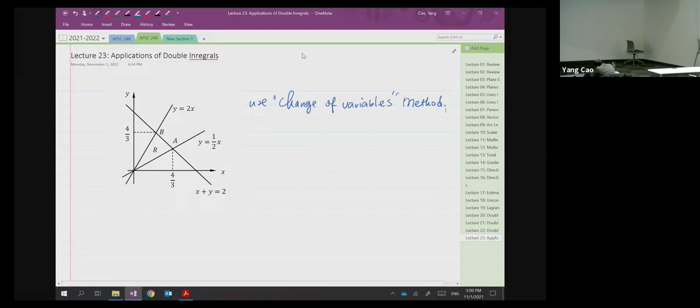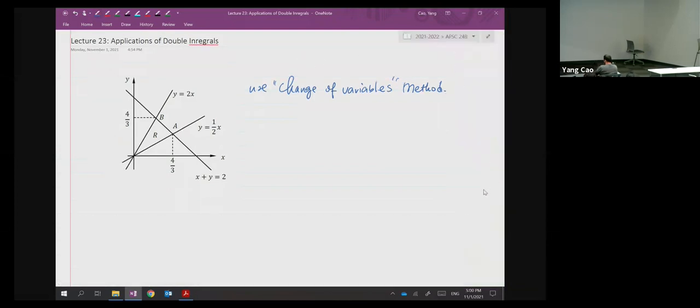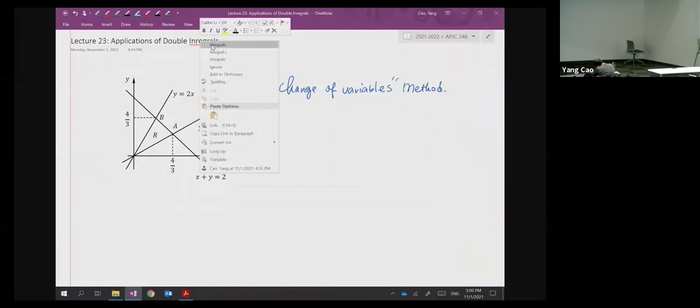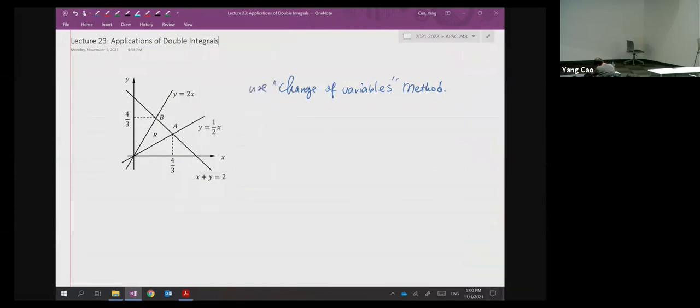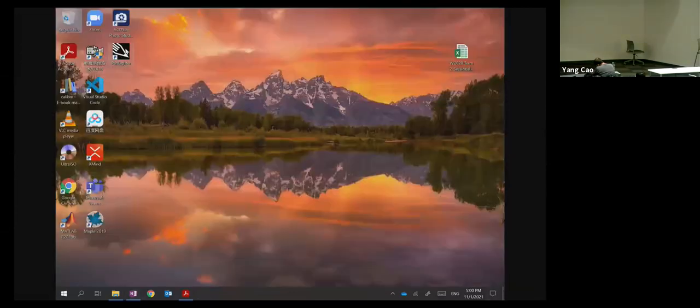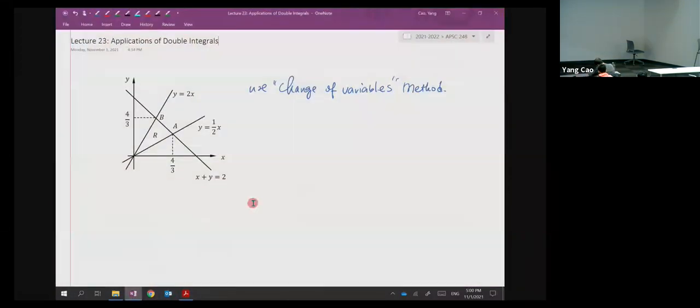Here is the question that we didn't quite finish from the previous lecture. So let's finish that. Basically, it's a question of a double integral. You can try really different approaches.